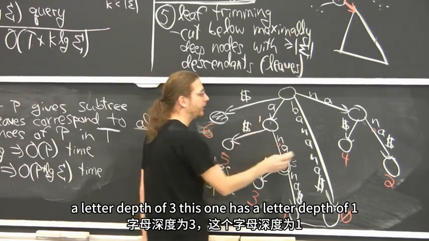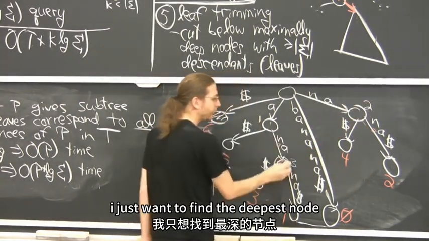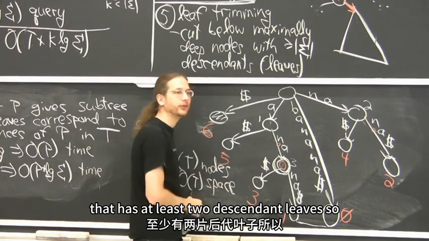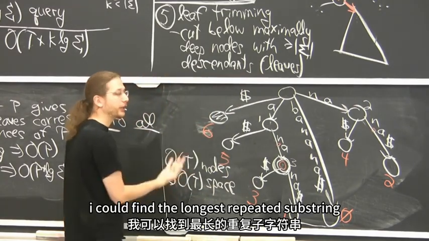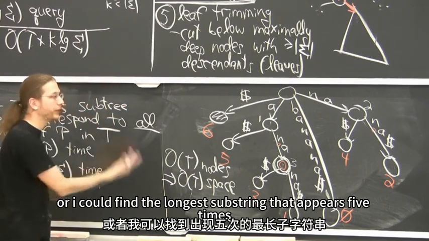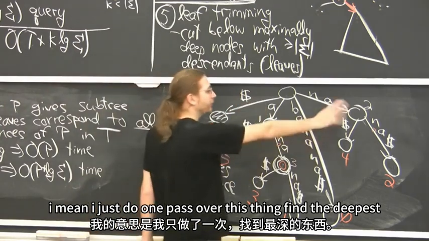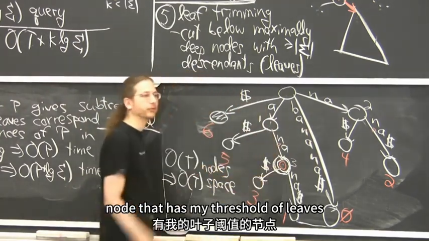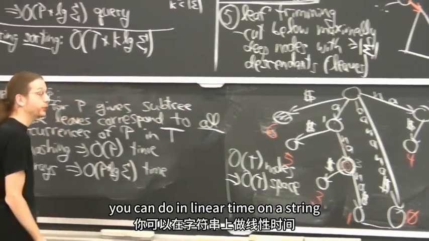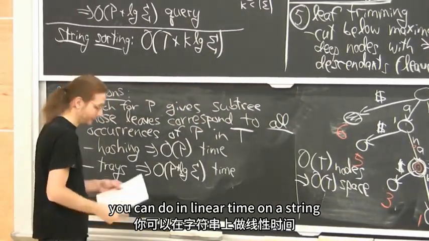This one has a letter depth of 1, this one has a letter depth of 2. So I just want to find the deepest node that has at least two descendant leaves. So in linear time, I could find the longest repeated substring. Or I could find the longest substring that appears 5 times, or whatever. I just do one pass over this thing, find the deepest node that has my threshold of leaves. So that's kind of a neat thing you can do in linear time on a string.